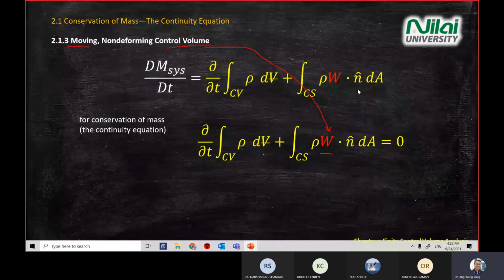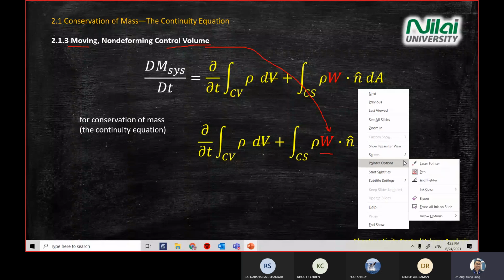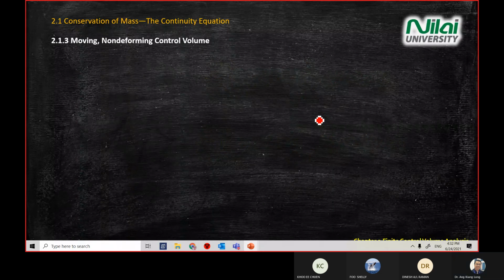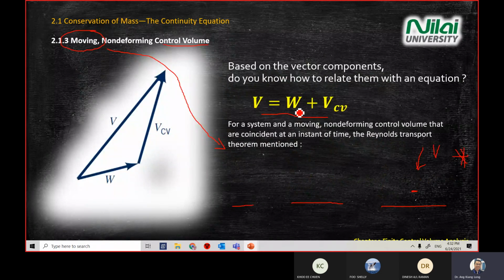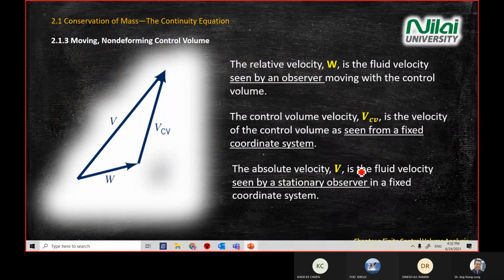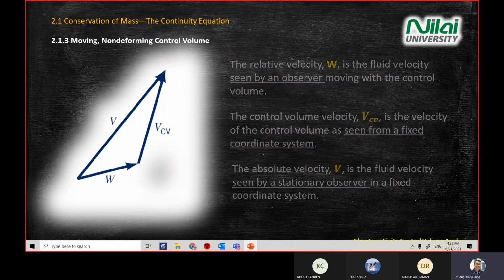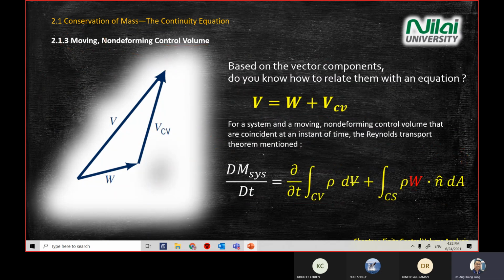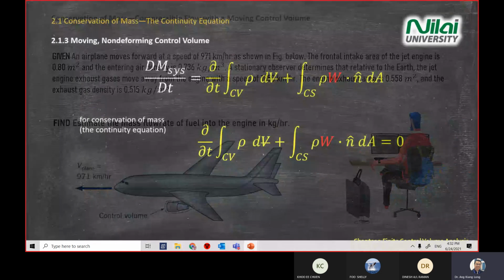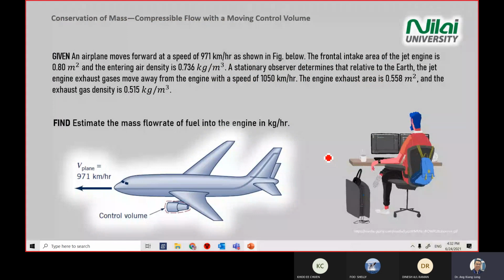Any questions so far for the general equation, or anything that you're not sure about, what is capital W, what is the vector meaning, and all this? Any question? Now we look at application of the theory that we learned so far, how we apply it for the moving non-deforming volume. Then we will go for a short break, then we continue for the rest of the lecture.